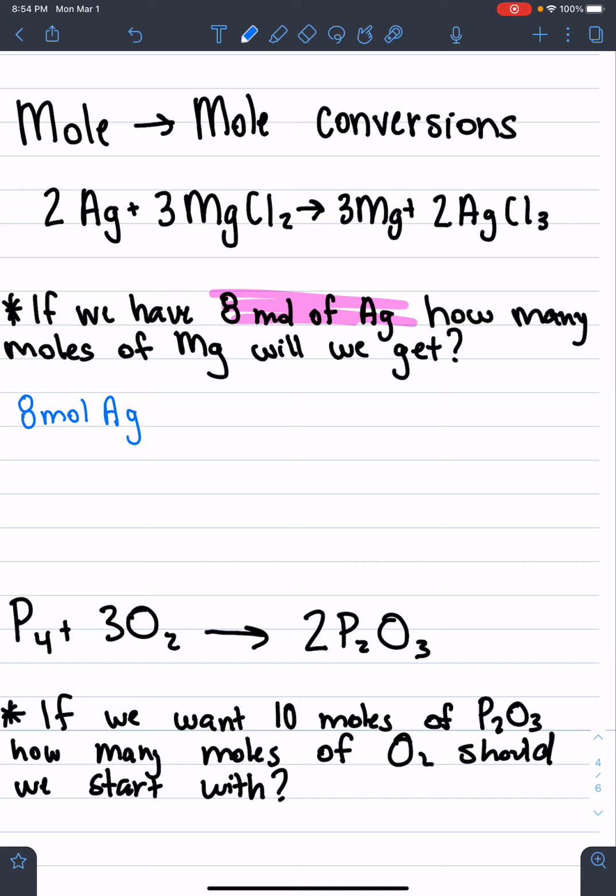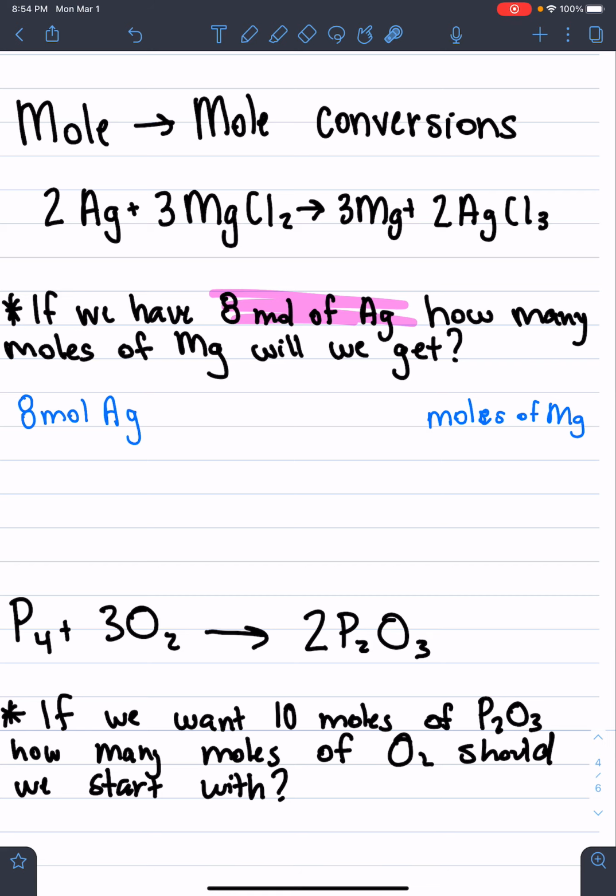Now we know eventually we want to end up having moles of Mg. That is what we want to get in the end. So we're going to do some math in between here to get to the moles of Mg at the end. We're going to start with this, and do some math to try to get to this. I'll show you how we're going to do the math. So we have 8 moles of Ag starting.